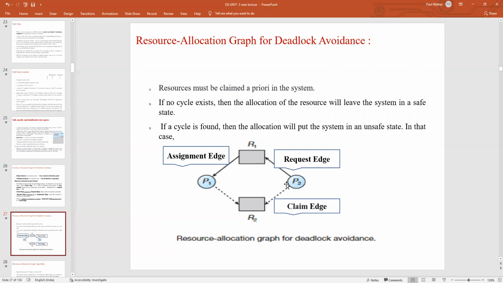If a cycle is formed, then the system is said to be in the unsafe condition. Whenever a request is made from P2 to R1, the request edge is made, and the assignment edge is made from the resource R1 to P1. Hence, the resource is allocated to P1 only from R1, not from R2. This edge is called a claim edge, this edge is called a request edge, and this edge is called an assignment edge.